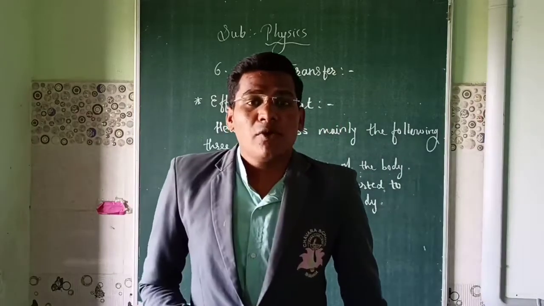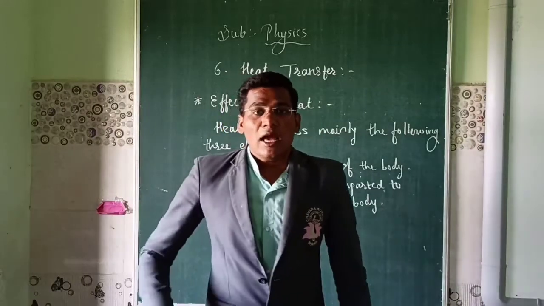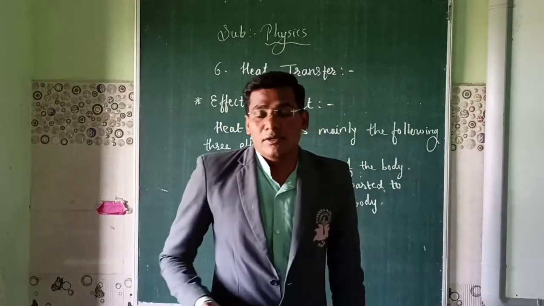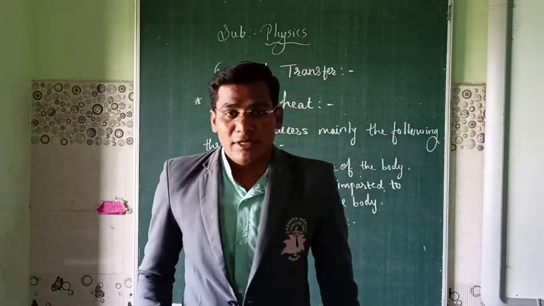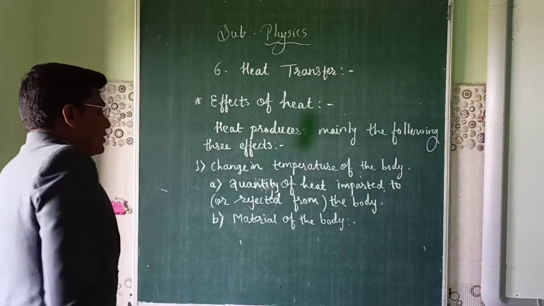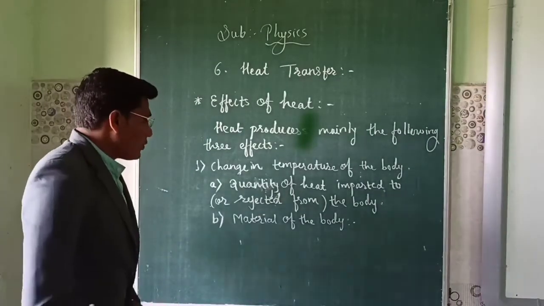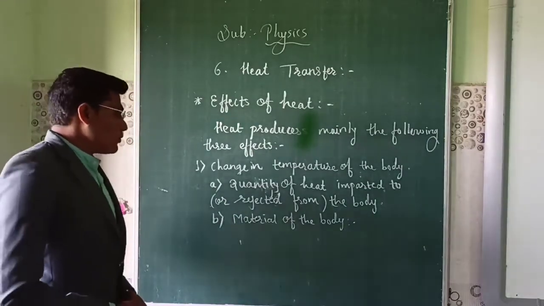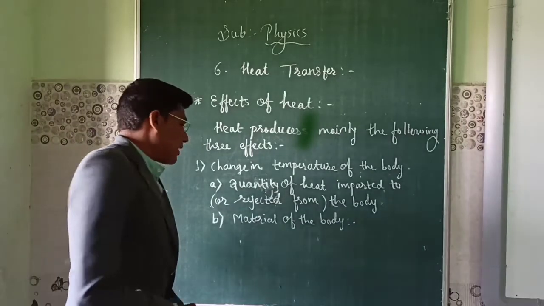As we are giving heat to the body, the body's temperature changes. If we are giving heat to the body, the temperature of the body increases. If we are cooling the body, the temperature decreases. There are two factors on which the change in the temperature of the body depends. The first factor is quantity of heat imparted to or rejected from the body, and the second one is material of the body.